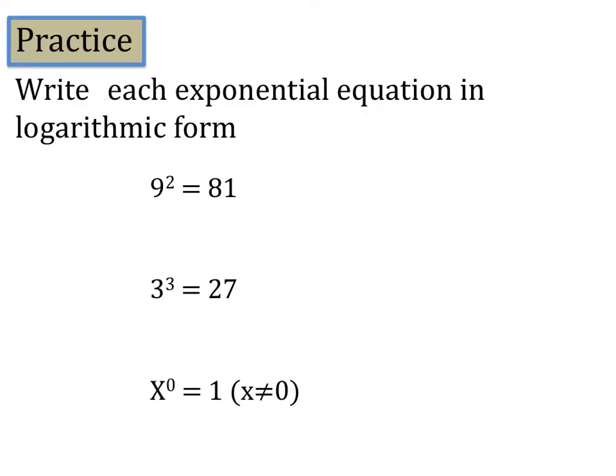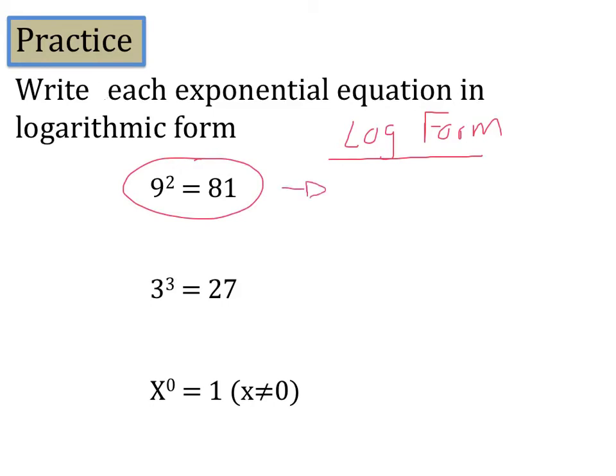So let's do a few more examples of taking exponential equations, which are these right here, and writing them in logarithmic form. So I'll just write log form right here. Here we have 9 squared equals 81. Now to write that in log form, we write log, our base is 9, so 9 goes down here. Our answer is 81, so we're taking the log base 9 of 81, and that's going to equal 2. So the answers here are just whatever these exponents are.